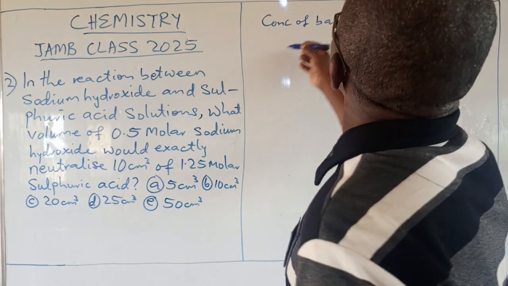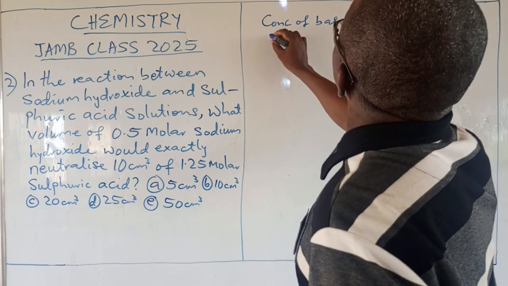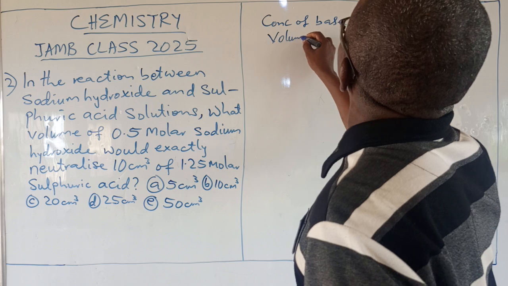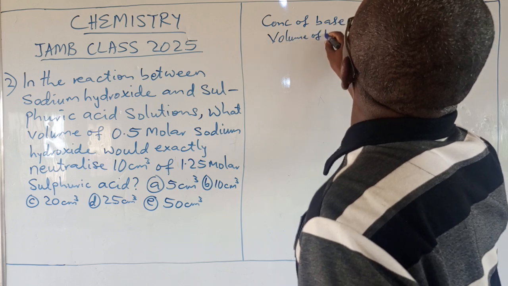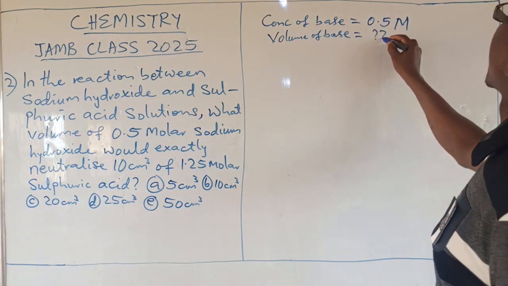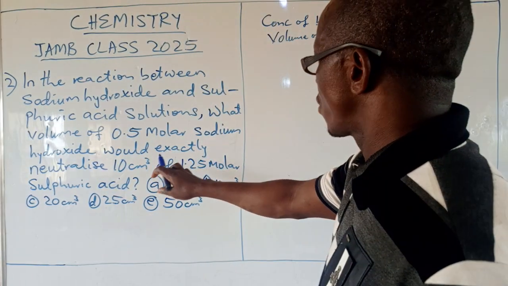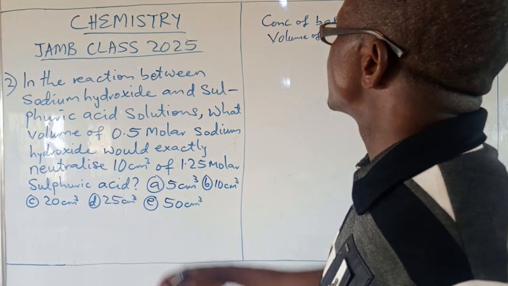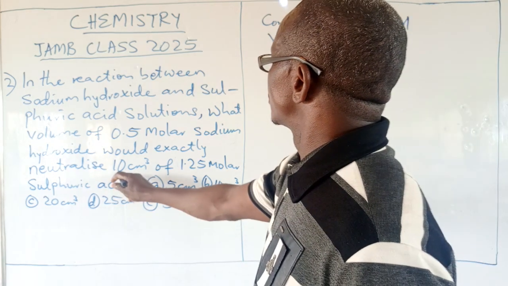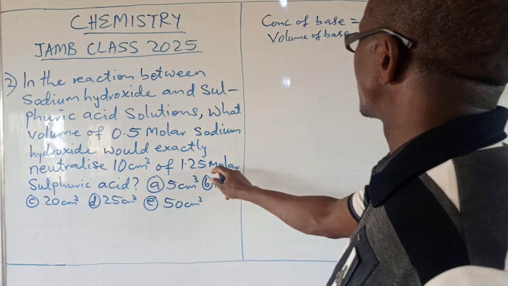So now after taking that, they said volume of base. Volume of base is what they are asking you. Now let's check again. What again do we have? We have neutralize 10 cm cube of this molar solution.